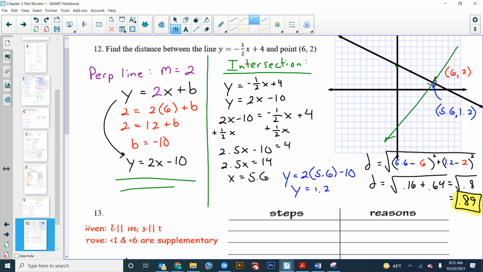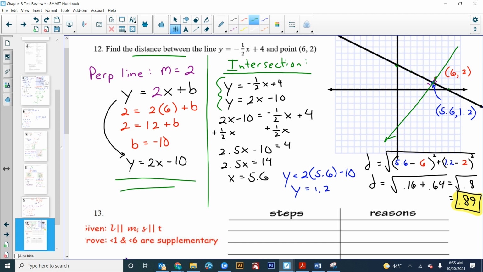Very good. Because if I need to find a distance between a point and a line, I need to know the point where they cross. So I can find the distance between the point they gave me and the point where they cross. Very good. So now I use the two lines. I set them equal, and I solve for x, plug it in to get y. That is my point, (5.6, 1.2), where they intersect.